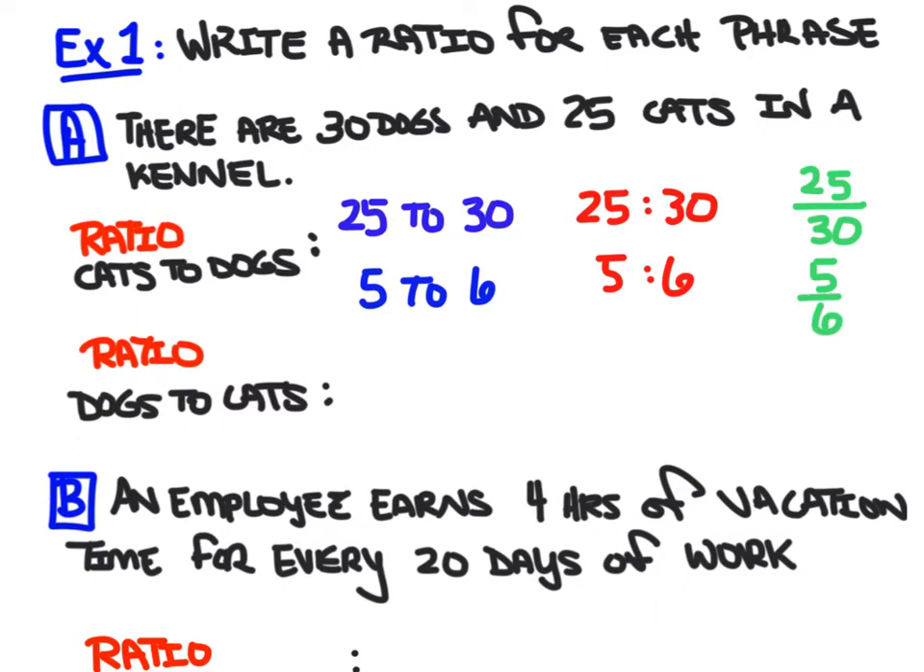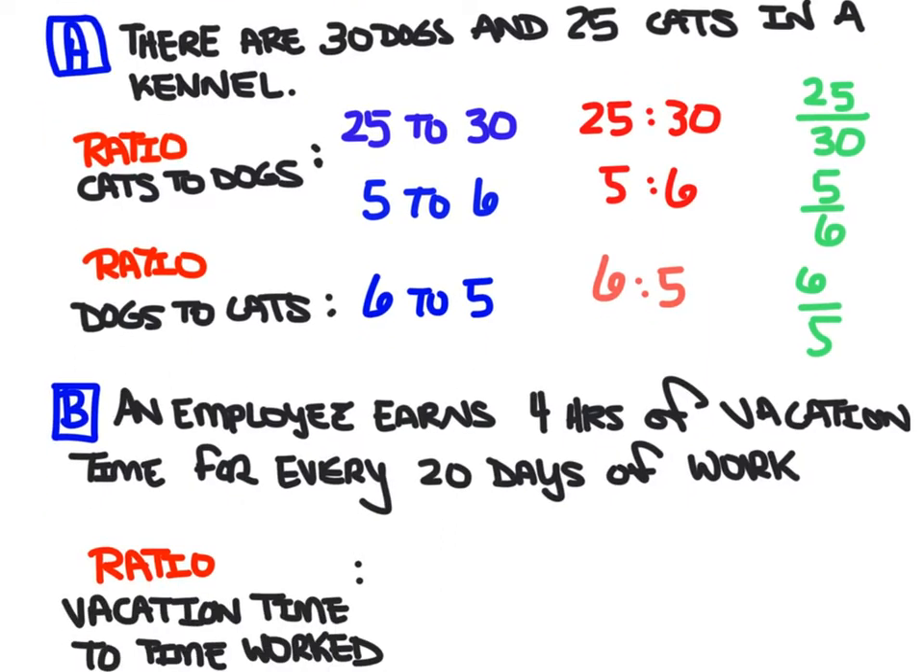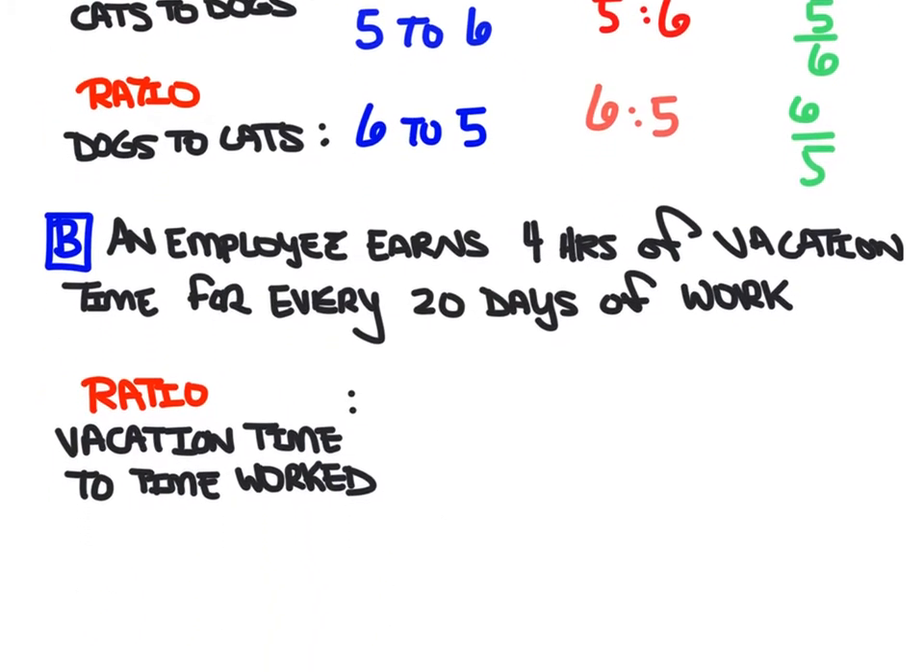Now, if I want the ratio of dogs to cats, these are just flipped, and you write the number of dogs first. So for every 6 dogs, there are 5 cats. You can write it that way. And likewise with the others here, 6 to 5, and in green, 6 to 5. That would be the ratio of dogs to cats. Alright, let's do one more. So the moral of the story is that ratios are reducible in that sense.